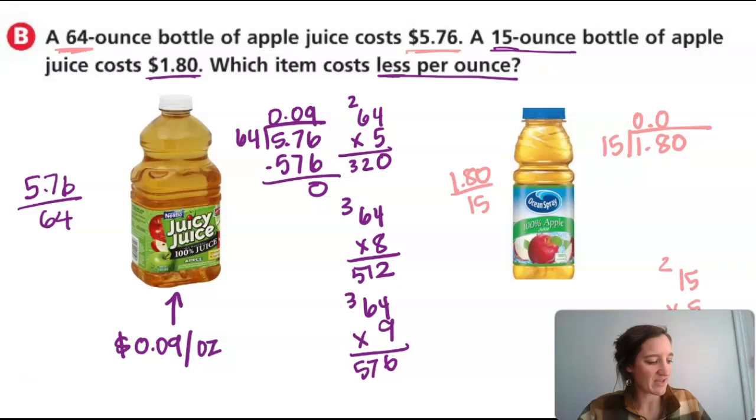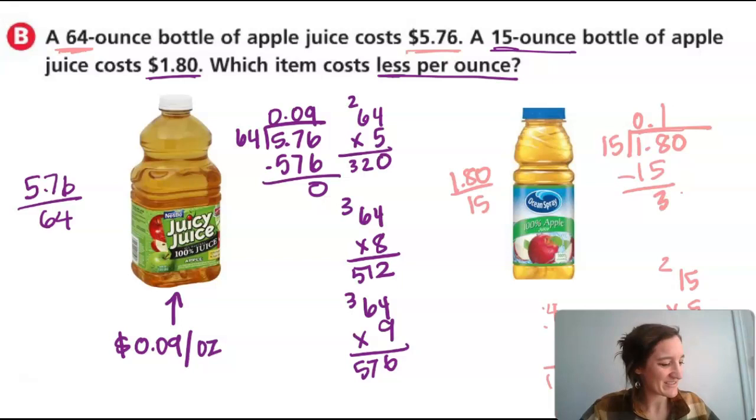Let's try 9 then. Maybe they're the exact same price per ounce. 9, 10, 11, 12, 13. Nope. Oh, I know what I did wrong. It can go into 18. You can go into 18 one time. How many of you caught that before I did? All right. There we go.